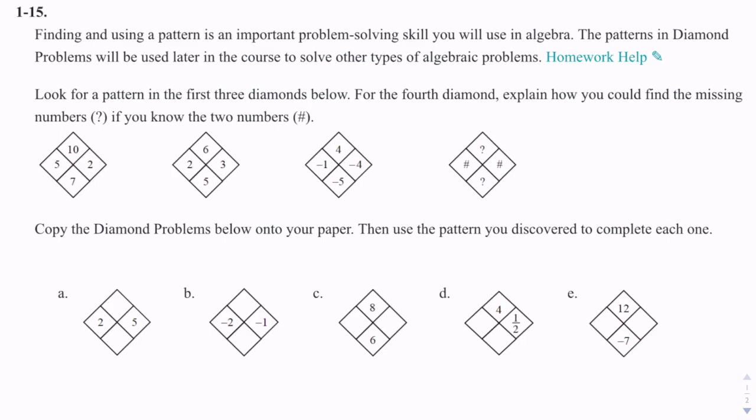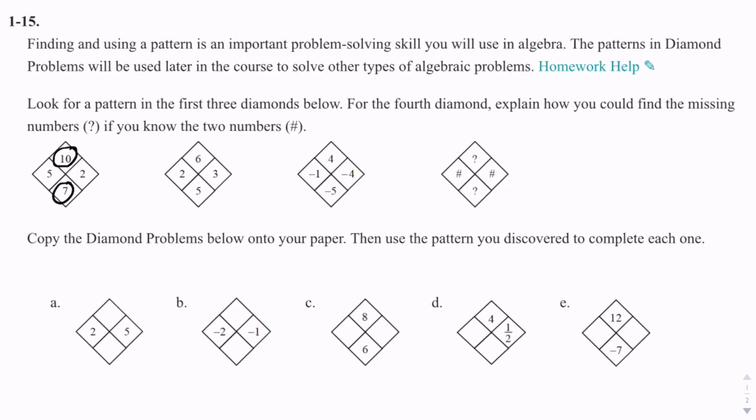So the key to diamond problems is understanding what goes in the top, right? So if I look at this one, what goes in the top and what goes in the bottom. So the bottom, that's 7. The 7 is actually these two numbers added, right? 5 plus 2. And the top are the 5 and the 2 multiplied, 5 times 2, which is 10.